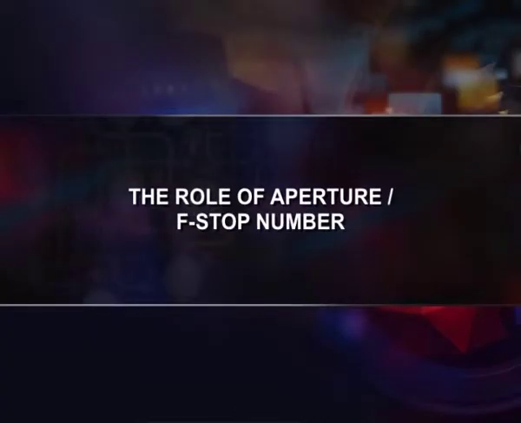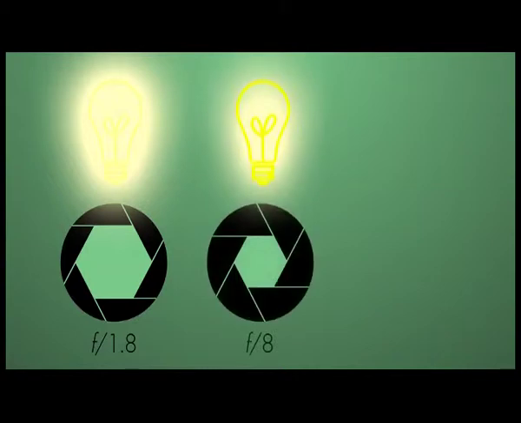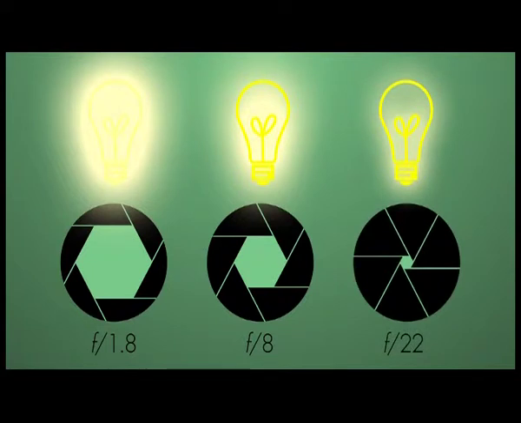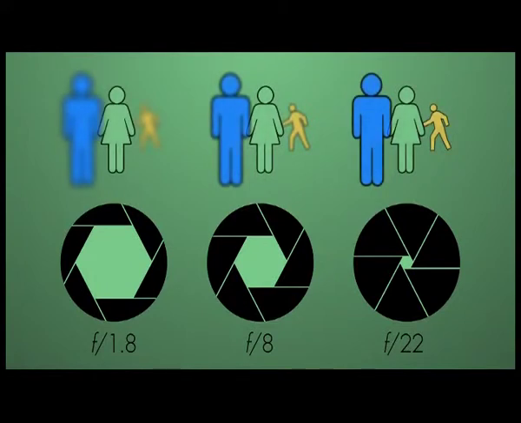Aperture. The role of aperture or f-stop number. One of the most confused terms in a DSLR camera is the aperture or the f-stop number. The size of the aperture or f-stop number determines how much light enters the camera. Generally, when someone speaks about f-stop, he or she is referring to aperture, the terms being used interchangeably. The f-stop on a lens can go from 1.2 to 22 or sometimes even higher.